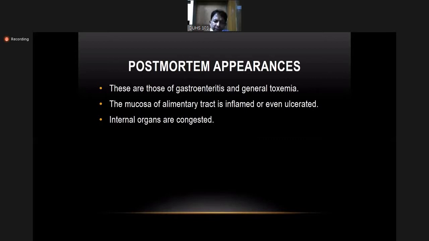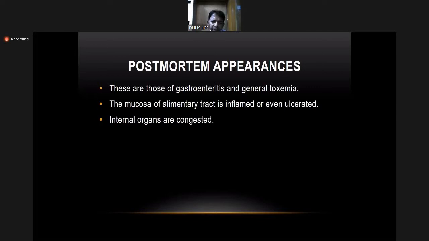Postmortem appearances: death occurs from these infections and their complications, such as complicated typhoid fever or food poisoning. The findings are those of gastroenteritis and general toxemia. General toxemia occurs and gastroenteritis occurs. This may lead to death in complicated cases.